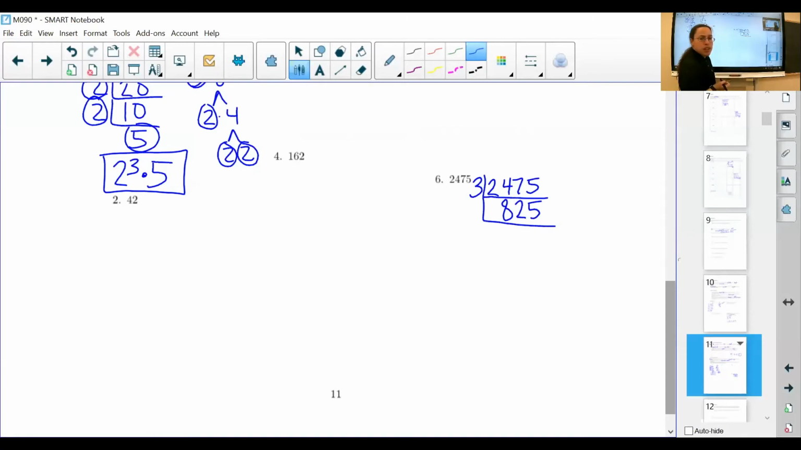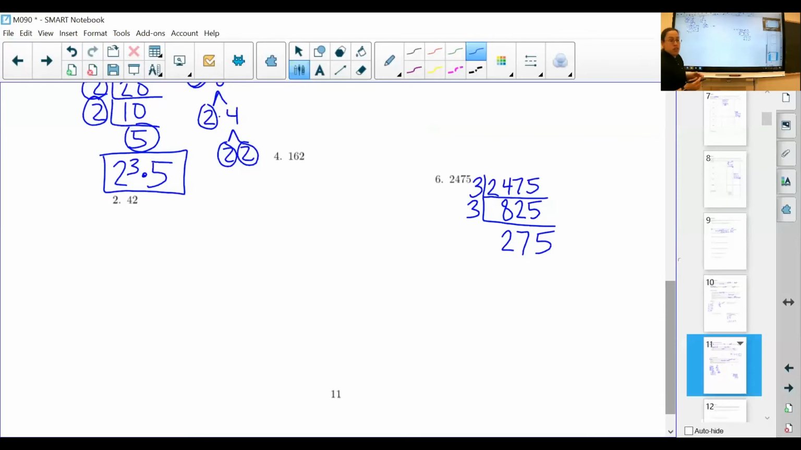Can we do the same trick? Can we take out another 3? 8 plus 2 is 10, plus 5 is 15. 3 goes into 15. So let's do that. 3 goes into 8 twice, remainder of 2. 3 goes into 22 7 times, with a remainder of 1. And 3 goes into 15 5 times. Got 3, 3, and 275.